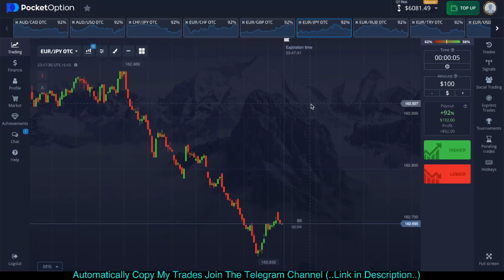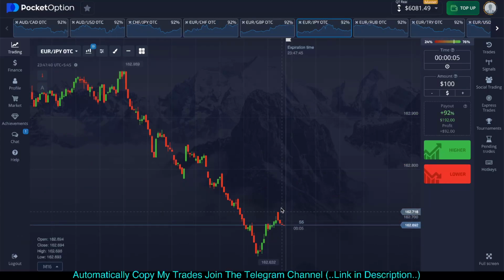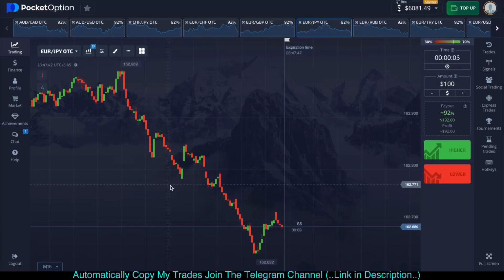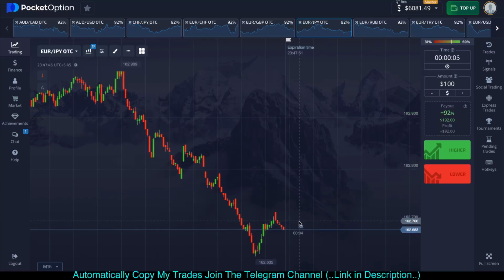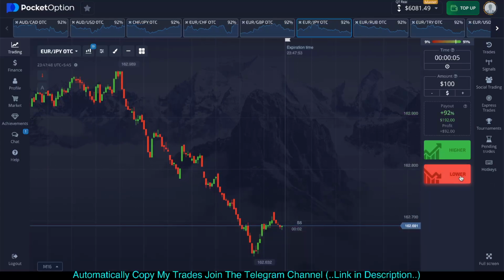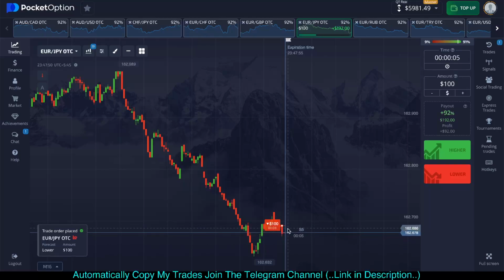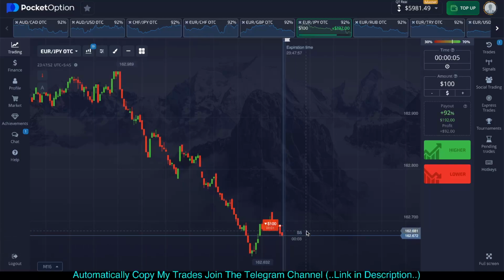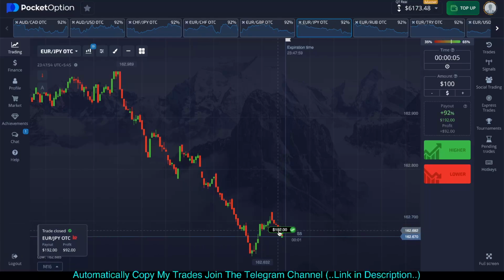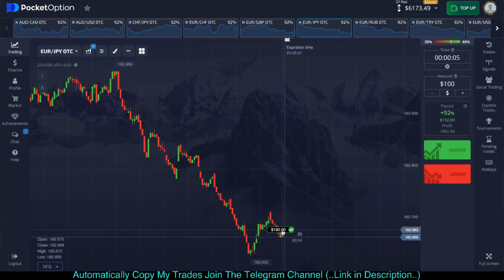So let's see another chart. Here you can see it seems like the market is trying to fall down from here. Okay, here is the support area, here is the resistance area. From the resistance area, the market is trying to fall down. So in this condition, you can make a trade by clicking on lower. Let's see what happens in this trade. So here you can see how beautifully the market was trying to fall. So that's why we made a trade by clicking on lower.